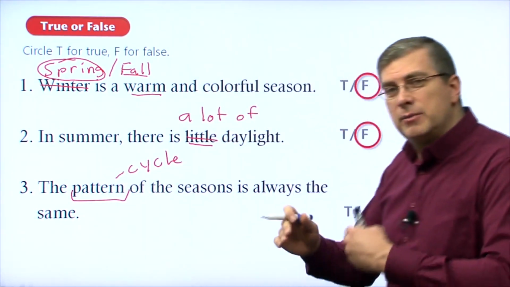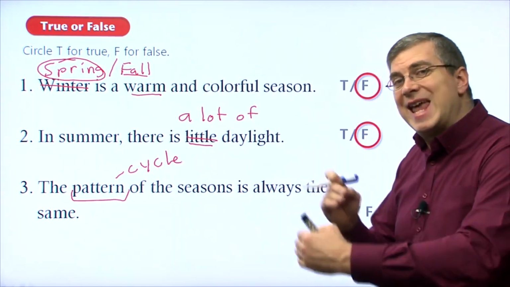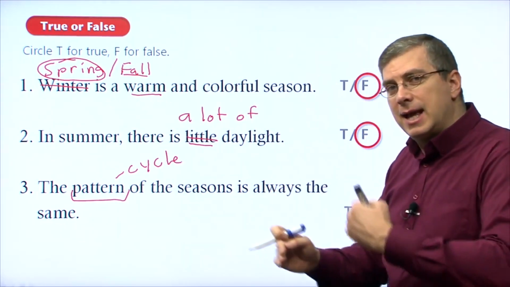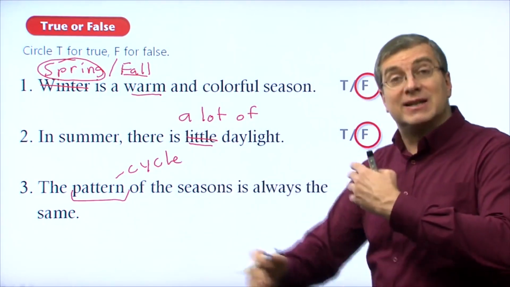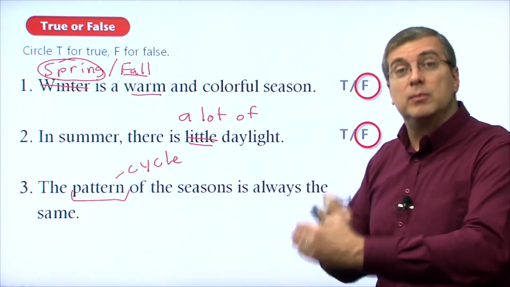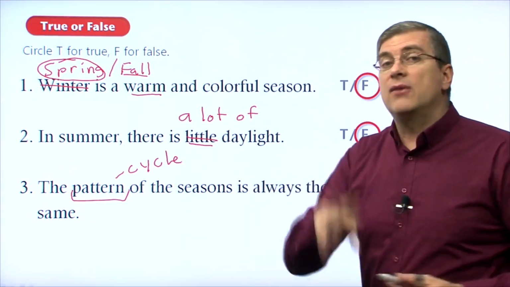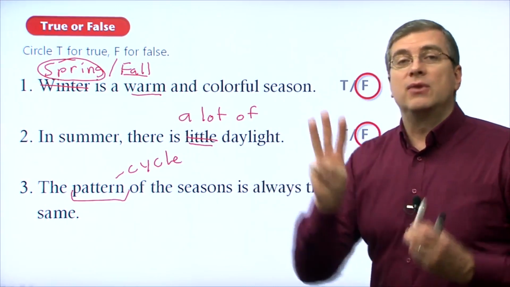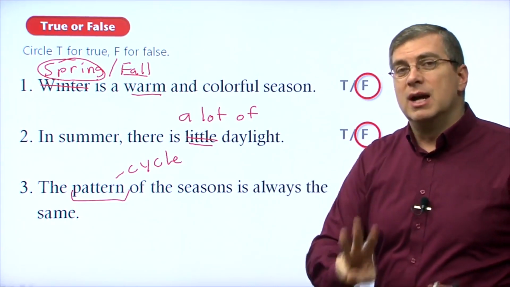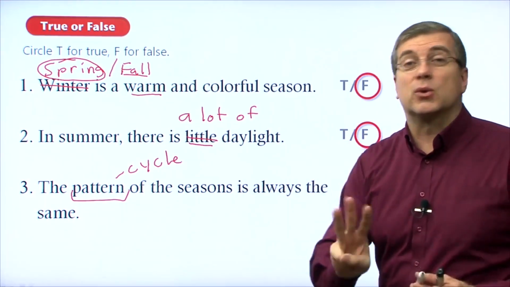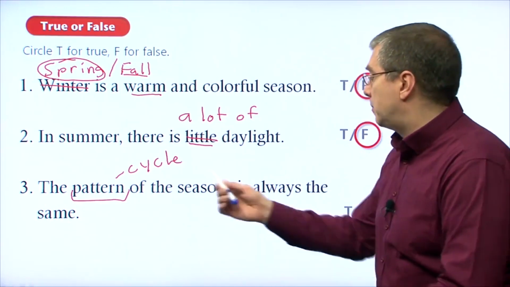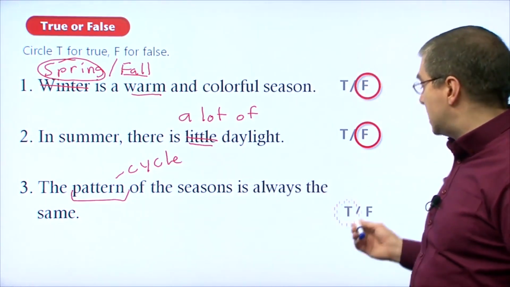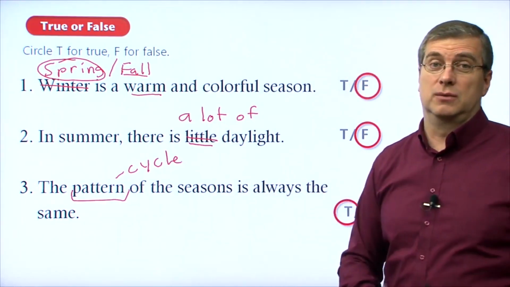And a cycle is something that repeats itself again and again and again. So the pattern of the seasons is always the same. Sure, because that cycle continues the same way every year. Every 3 months is spring. Every 3 months is summer. The same 3 months is fall, and the same 3 months are winter. Every year it's the same. Yeah, you bet. That's absolutely true.